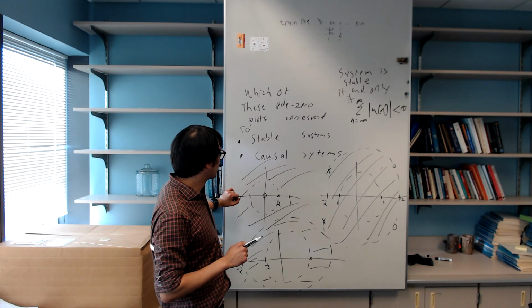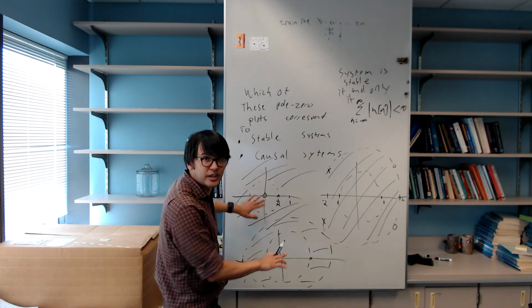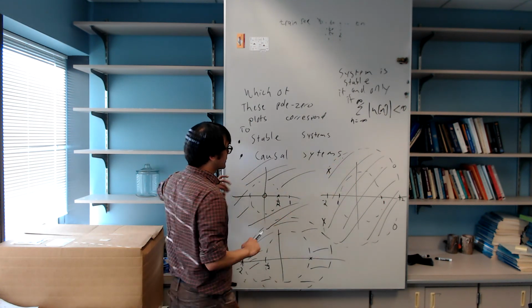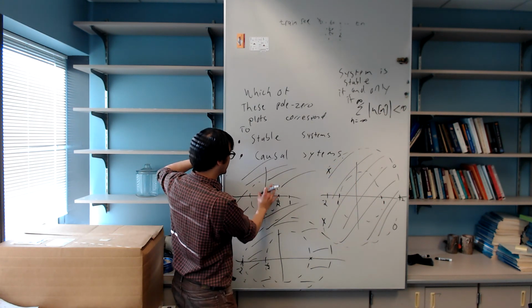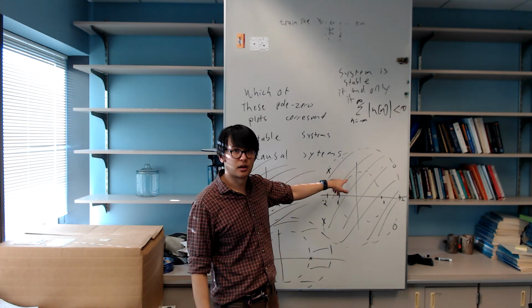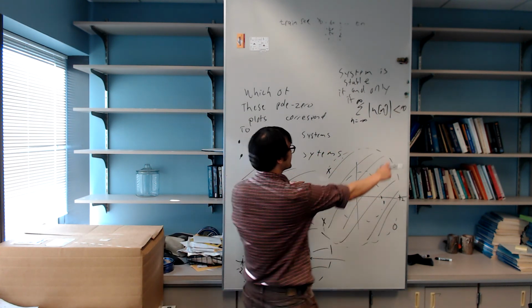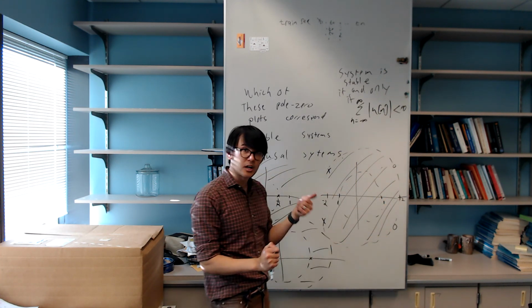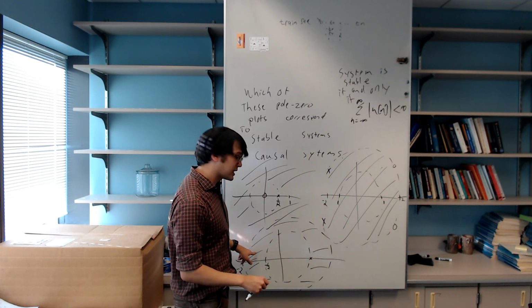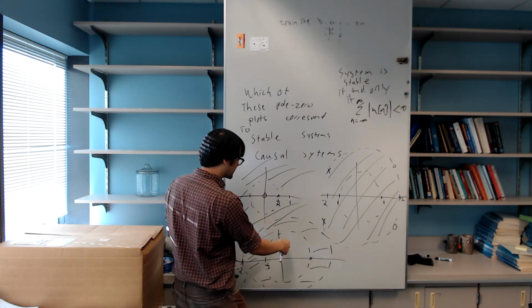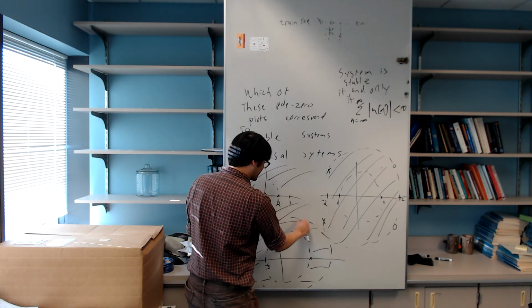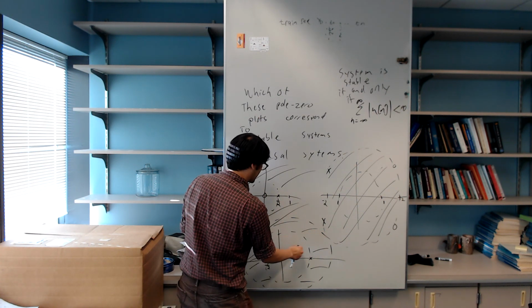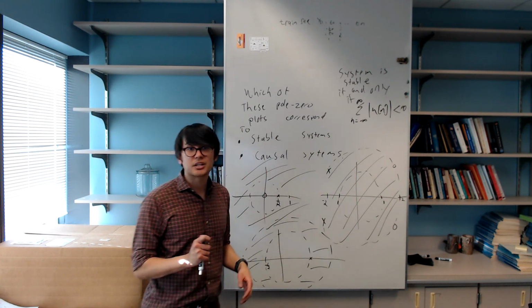Now, what about causality? Is this one causal? Yes, because it covers everything outside of this little disk right here. What about this one? No, because this stuff out here is not part of the region of convergence; it's only the stuff in here, so it can't be causal. And finally, this thing is not causal, because it's only the stuff inside this little annulus and not the stuff out there.